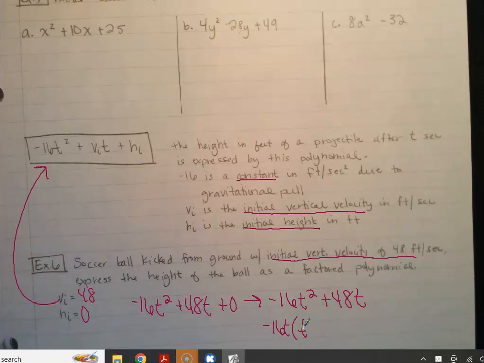Minus. Let me get my calculator. He thinks 3. Can anybody confirm that 48 divided by negative 16 is negative 3? 3 times 6 is 18. Negative 1 multiplied by 3. Yeah, negative 3. Okay. So you're done. You have expressed the height of the ball as a factored polynomial.